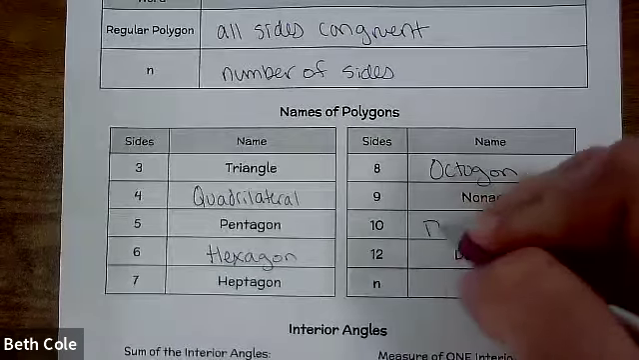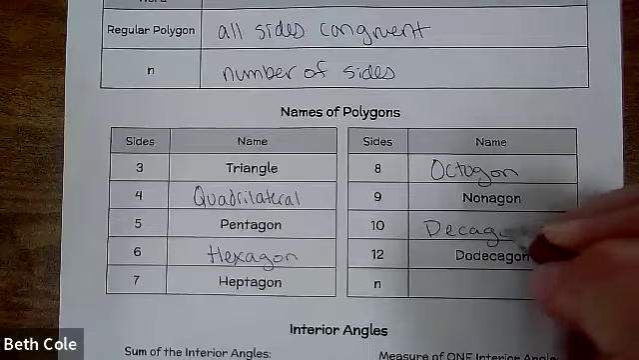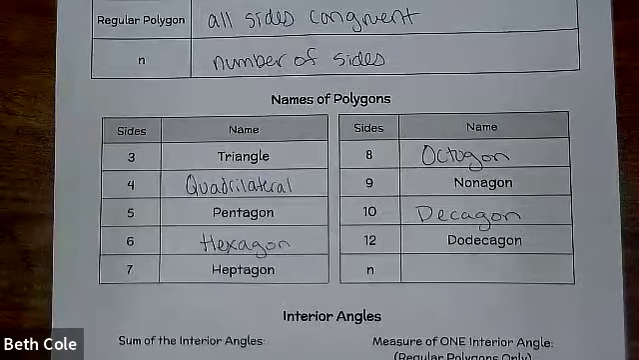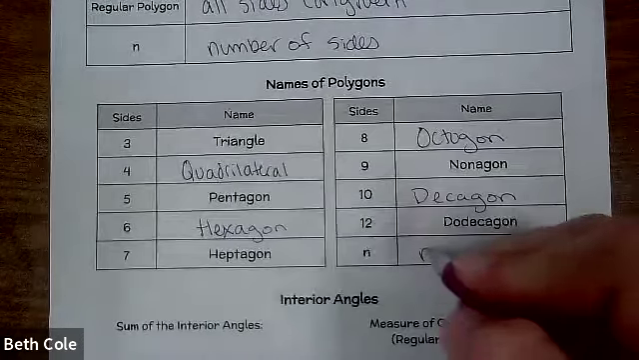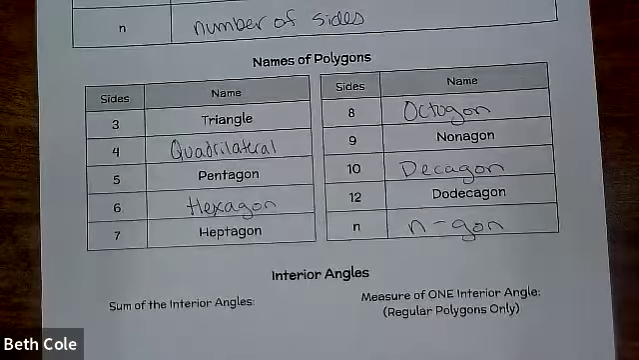All right, 10 is a decagon. I'm not even going to ask for that one because I didn't really expect anyone to know that, but 10 is decagon. There might be a word for 11. I don't know what it is. 12 is dodecagon. And then beyond that, we just call them an n-gon. So like if it has 20 sides, you just call it a 20-gon. We don't have names for every single one of them.